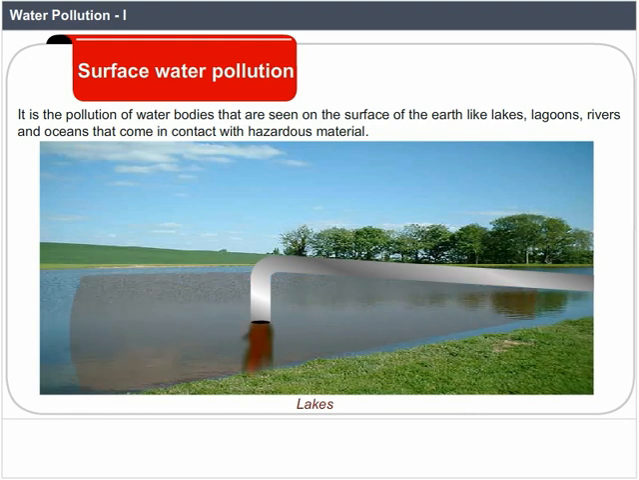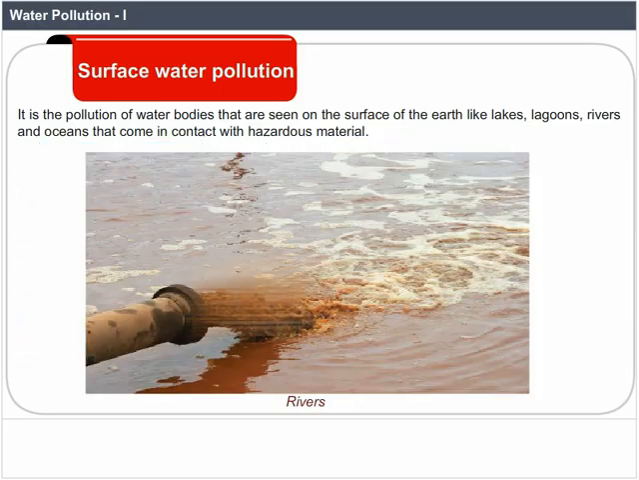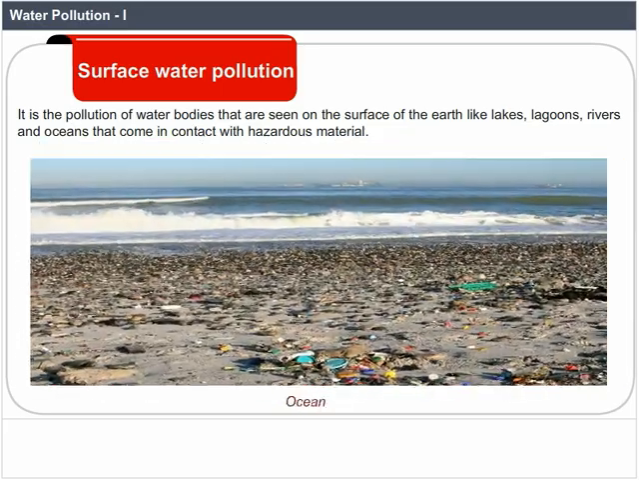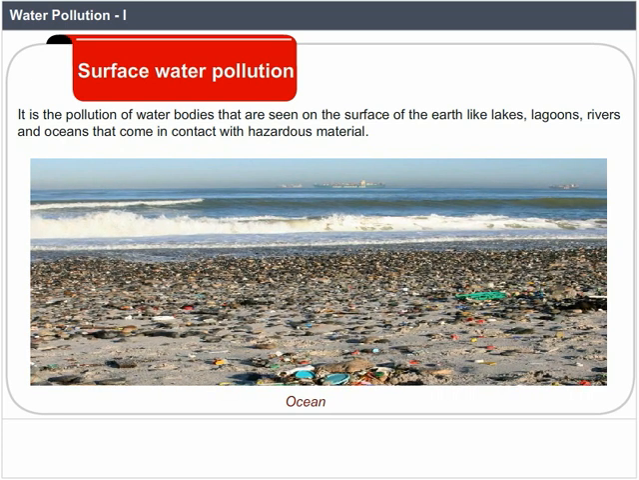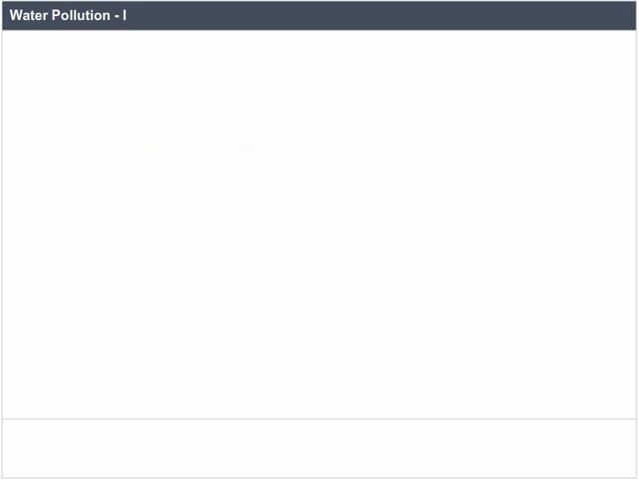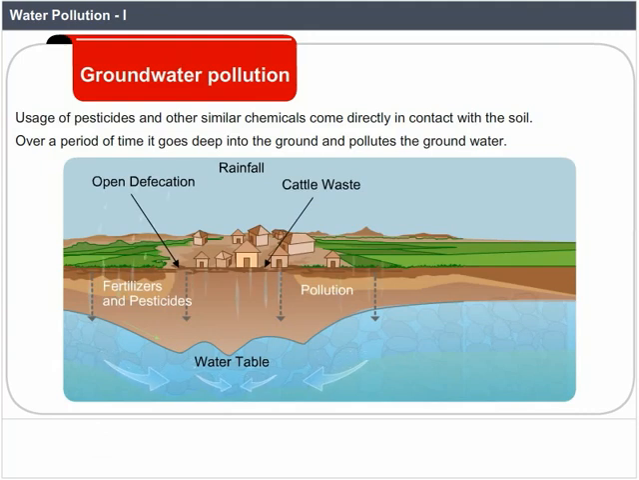Surface water pollution. It is the pollution of water bodies that are seen on the surface of the earth, like lakes, lagoons, rivers, and oceans that come in contact with hazardous material. Groundwater pollution. Usage of pesticides and other similar chemicals come directly in contact with soil. Over a period of time, it goes deep into the ground and pollutes the groundwater.